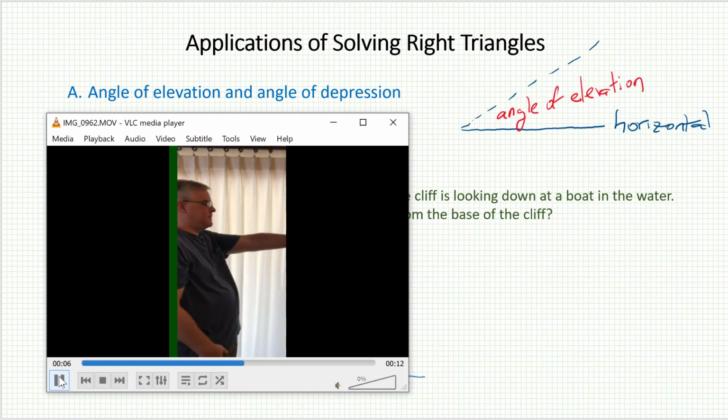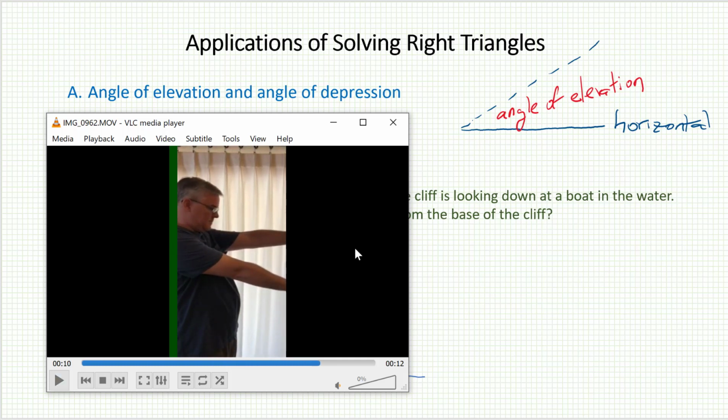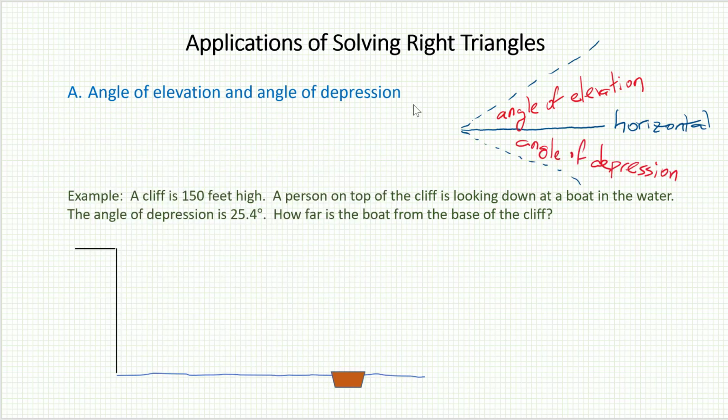If instead you look down, the angle formed between where you're looking and the horizontal is called the angle of depression. Let's look at an example. So we've got this cliff 150 feet high. We've got this person up on the top. The person is looking down at this boat in the water. We're given the angle of depression, and we want to know how far the boat is from the base of the cliff. Maybe I'll call that x.